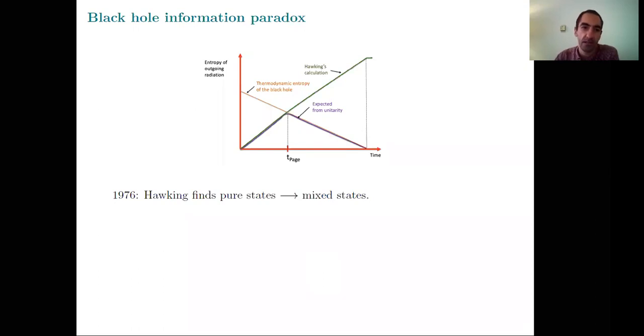So a quick history slide to contextualize something I'm sure everybody already knows. In 1976, Hawking very famously computed the entropy of his radiation, Hawking radiation, and found that it was thermal. So in the context of black hole creation and evaporation, he seemed to find that pure states evolve into mixed states. Here's a plot in green of what Hawking's calculation for the entropy of outgoing radiation looks like. It just increases in time until the black hole completely evaporates away, and then it's just some large finite value. That's not good because that seems to violate unitarity of black hole evaporation.